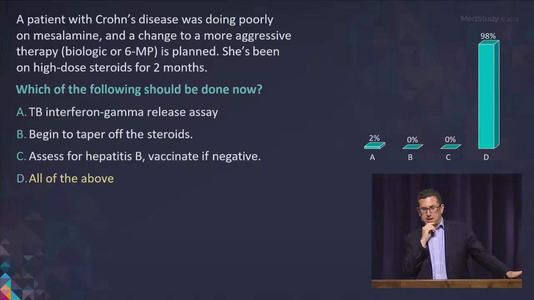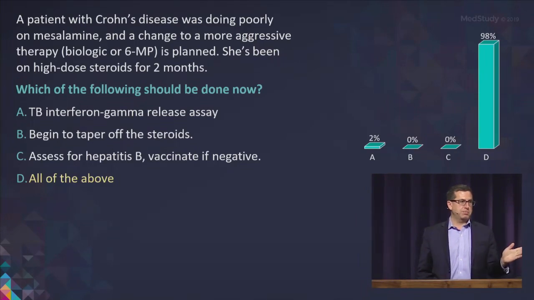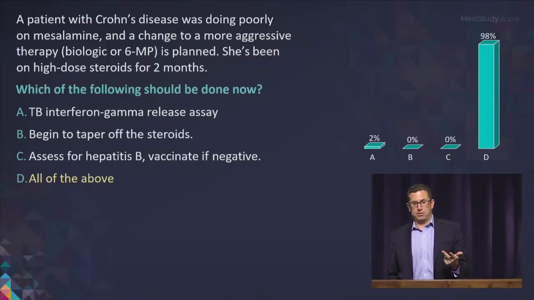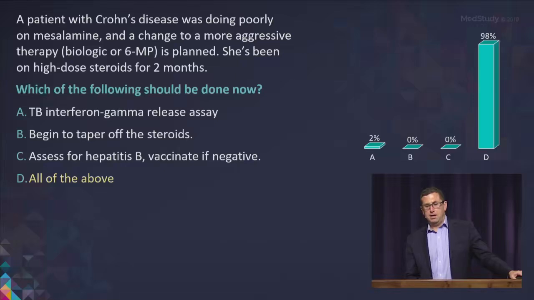Great, pretty much everyone got that. So all these things are fair game, right? You want to make sure the patient doesn't have TB. You don't want people on long-term steroids because of the horrible side effects, so you want to use steroid-sparing agents like 6-MP or azathioprine or a biologic to get them off the steroids. And then obviously you want to assess for hepatitis B and vaccinate if negative, because they could have a terrible recurrence of hepatitis B if they have smoldering hep B that no one's aware of. So it's all of the above.